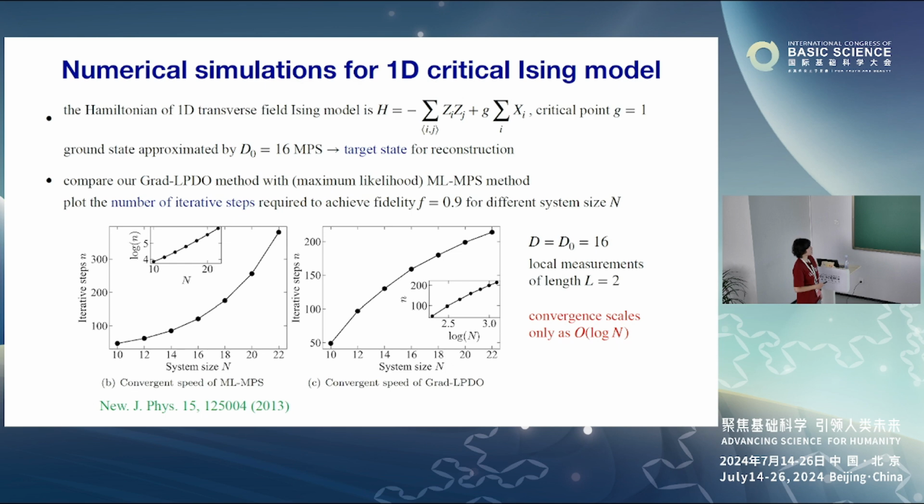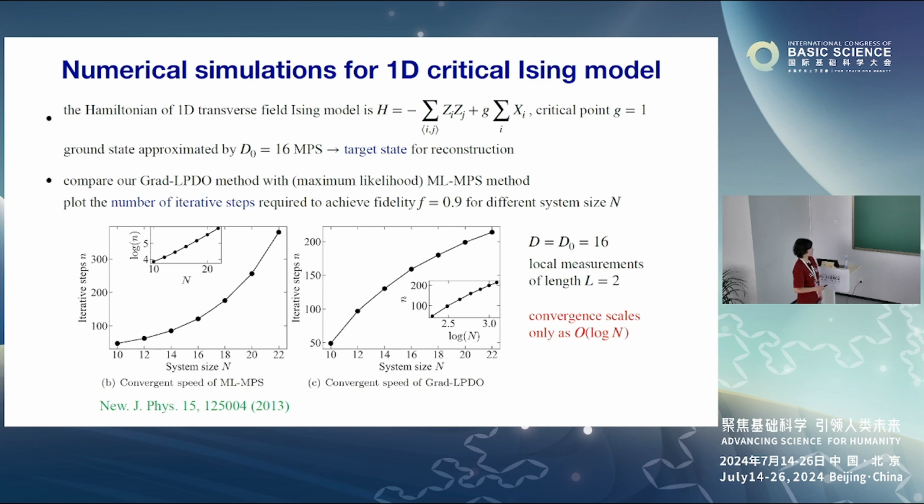Here are some numerical simulations. We first test the one-dimensional critical Ising model. This one-dimensional transverse field Ising model is like this. We set the parameter at the critical point, and we also get the ground state with bond dimension 16. This serves as the target state for the reconstruction. Then we compare our LPDO results with another previous method using maximum likelihood.